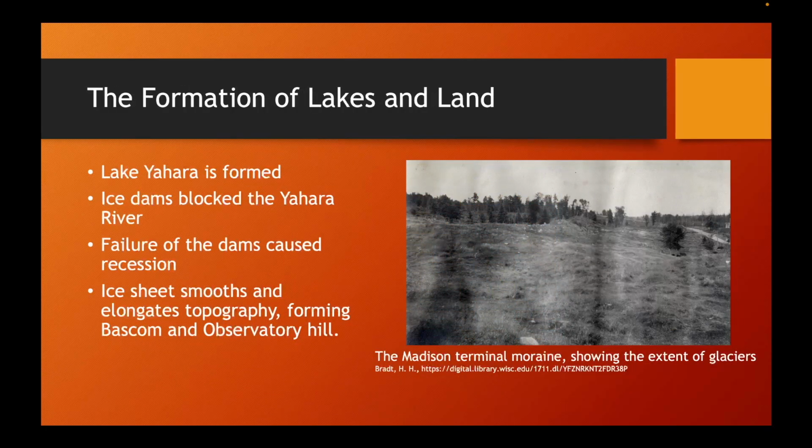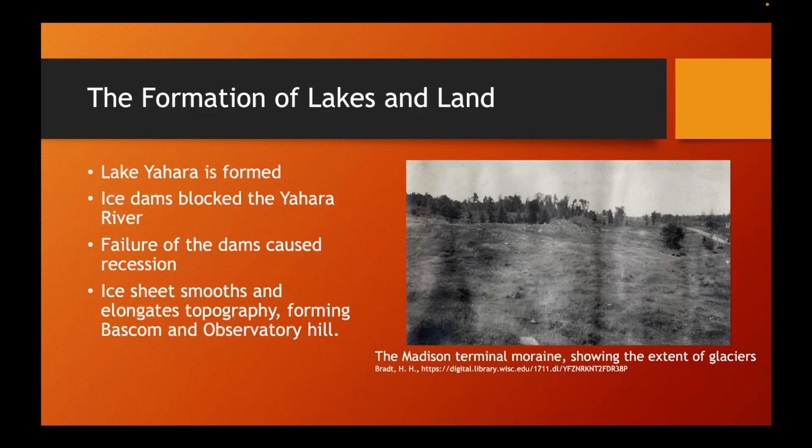The formation of lakes and land. So, Lake Yahara was initially formed when ice dams blocked the Yahara River. Eventually, they failed, melted, caused recession, and this recession led to the four biggest lakes in Madison today. So, Monona, Mendota, etc. The glacier lobe, ice sheet, smooth and longitudinal topography, as I said on the last slide.